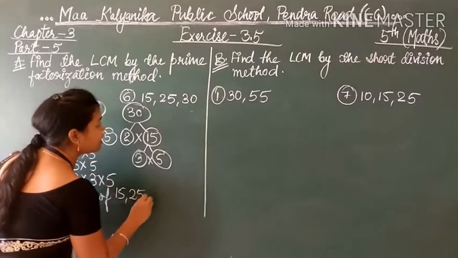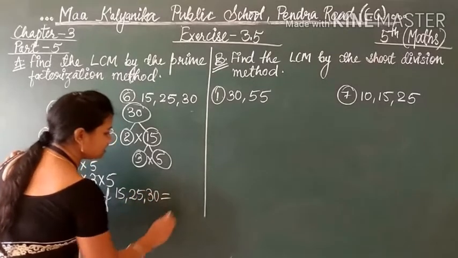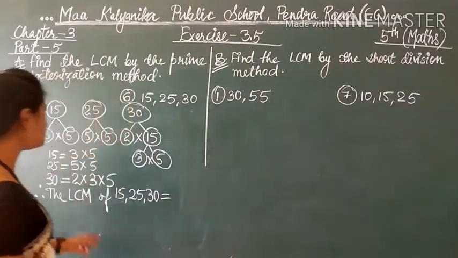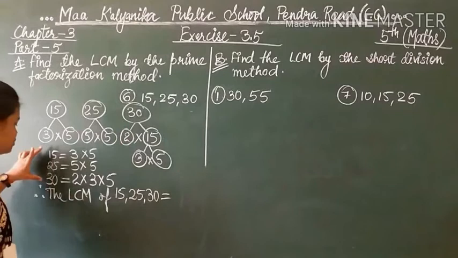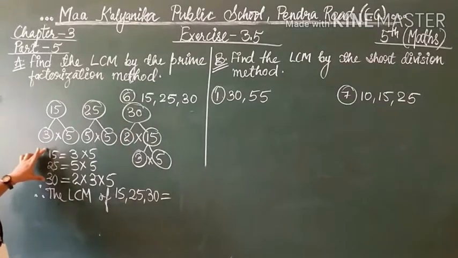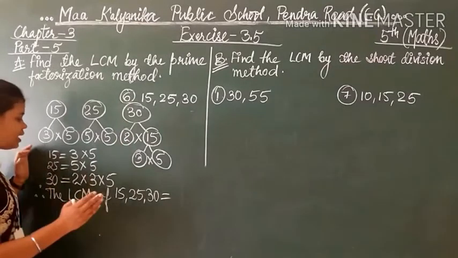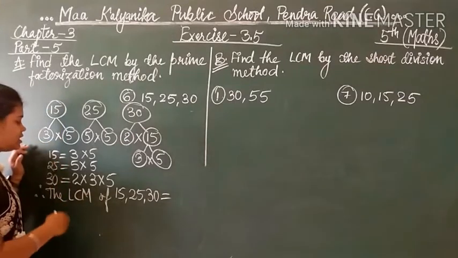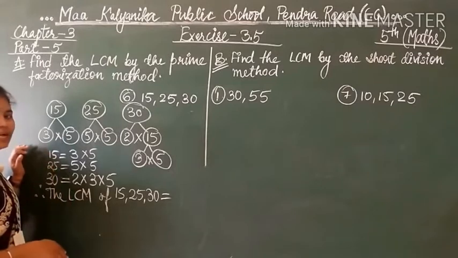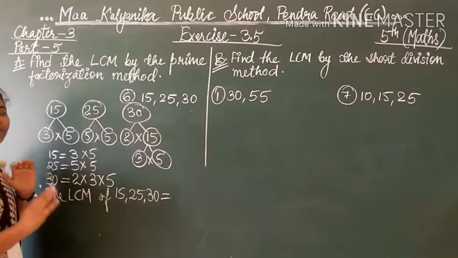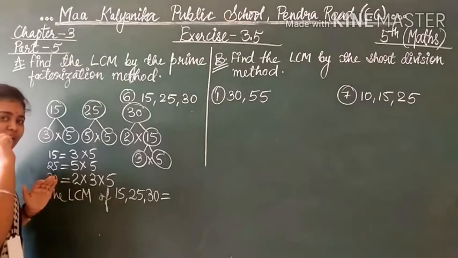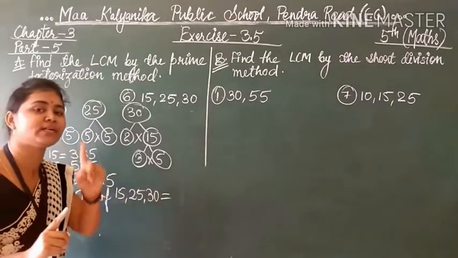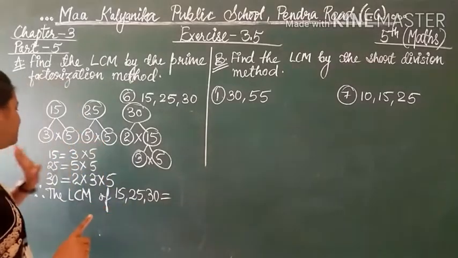15, 25 and 30 is equal to. So students, now let us solve. But be careful if 3 numbers are present. Because when 2 numbers were present, we saw the common factors. But here 3 numbers are there, and if some common factors are present between just 2 of them, we will take them only once. Remember, we take the common factors only once at the end for multiplication.